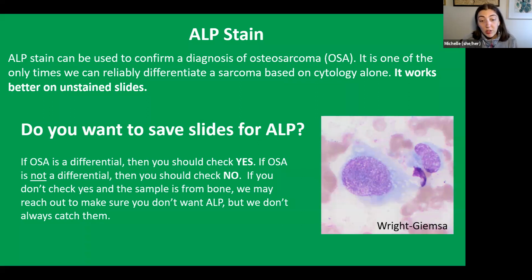So if osteosarcoma is a differential, you should say yes to that question. If it's not a differential, then you should say no. Sometimes people are like, I'll just say yes just in case, but then that's very confusing to have a yes for alk-phos stain on kidney aspirates. Whoever is working the front desk may not know that that doesn't make sense, and they'll save slides, and then I'll get it, and some of the slides won't be stained, and I'll have to stain them, and that just takes additional time. So make sure that you're answering that question correctly.